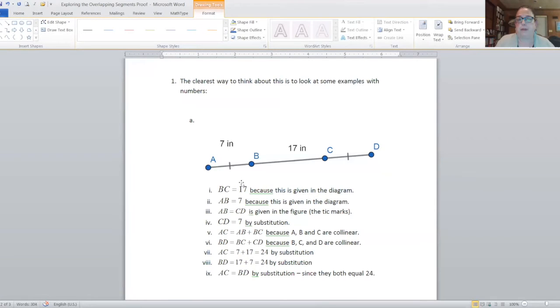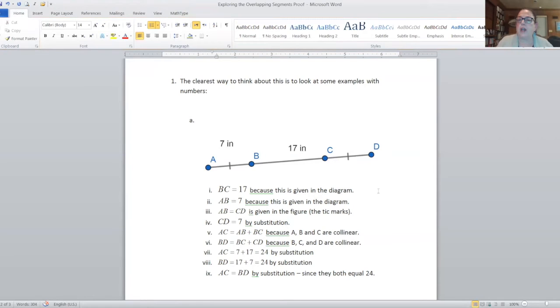So in this case, we have the four collinear points, A, B, C, and D, and AB is congruent to CD. We have one tick mark in each place. And we're given that the length of AB is 7 inches. We're also given that the length of BC is 17 inches. And you know, we can conclude that CD is 7 inches because CD and AB have to be the same. But let's write this out one thought at a time. And let's write down how we know something.